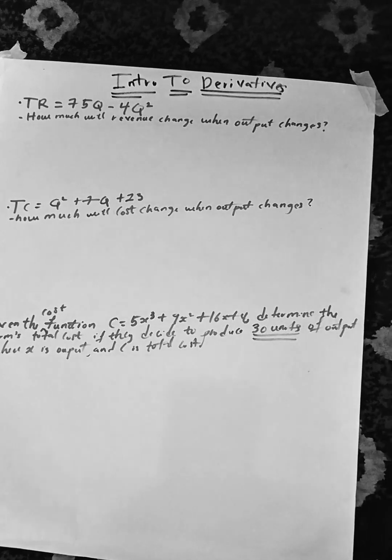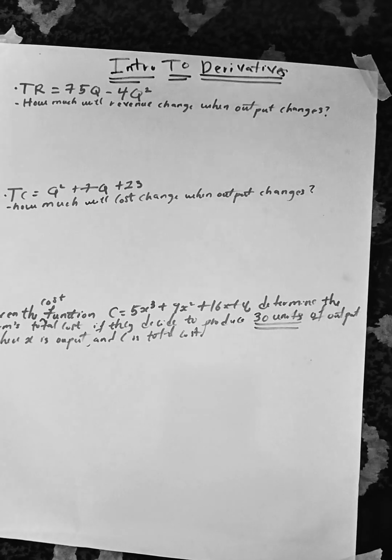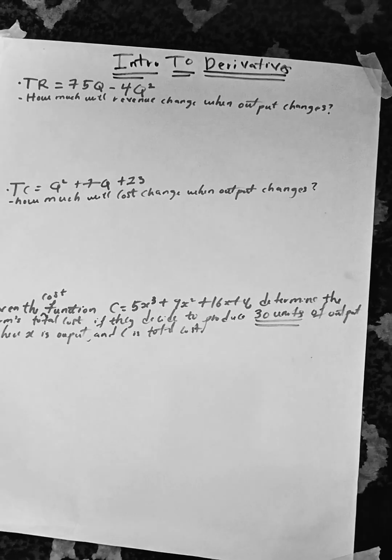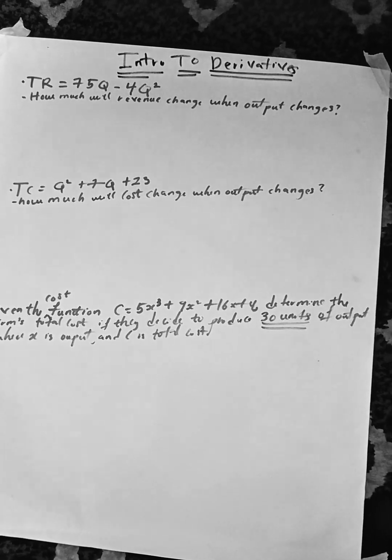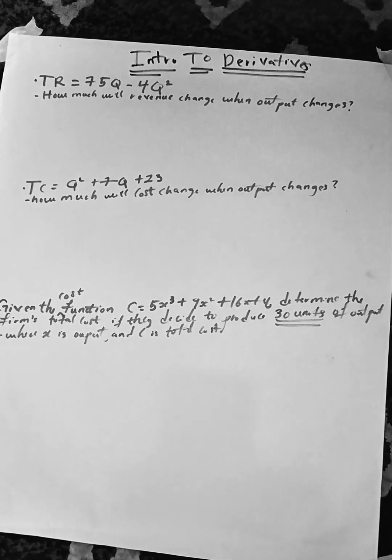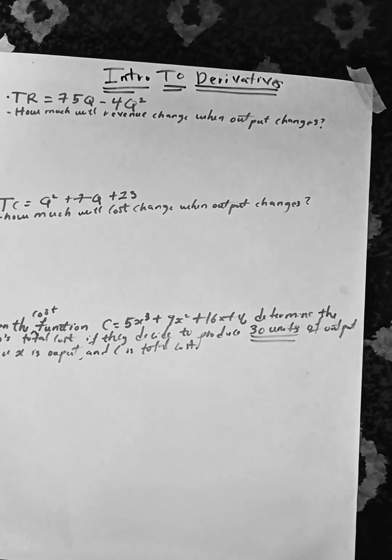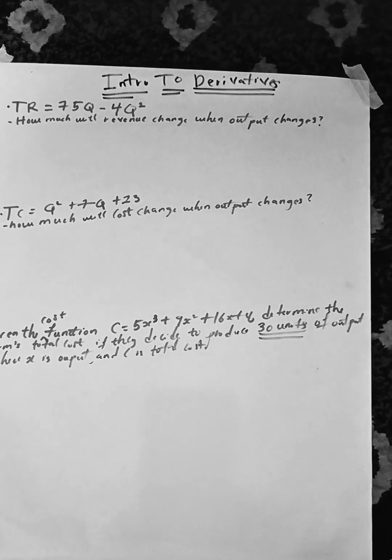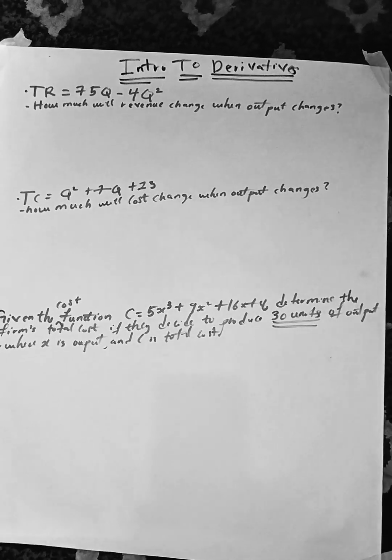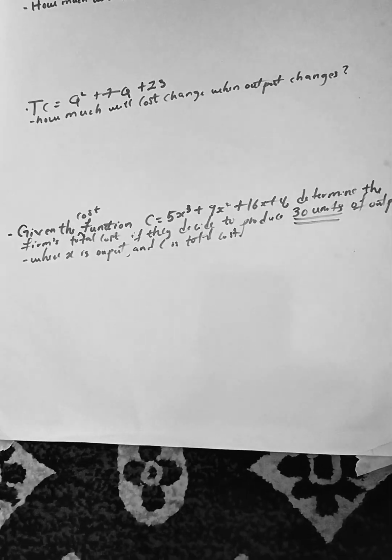Okay, so we have some practice questions here. The first question says we have the total revenue function of a firm equal to 75Q minus 4Q squared. How much will revenue change when output changes? This one is very easy. They're asking you to find the marginal revenue function of the firm.